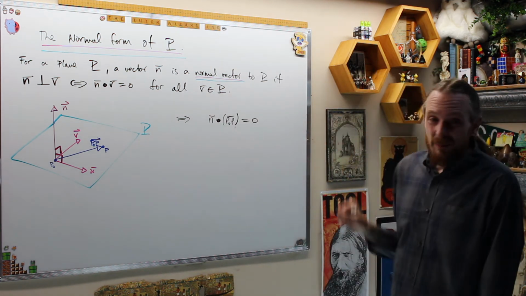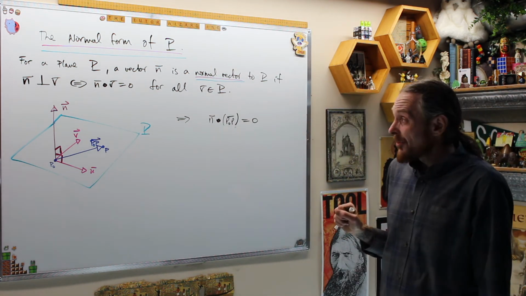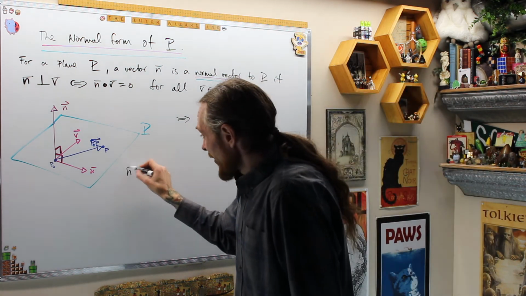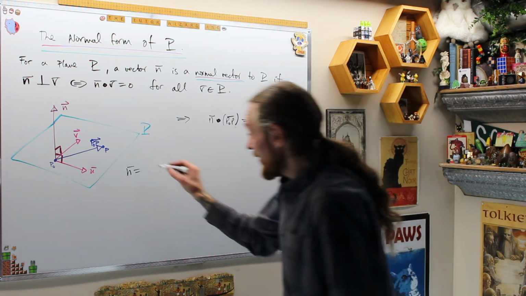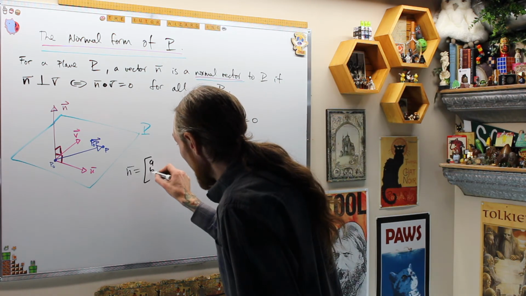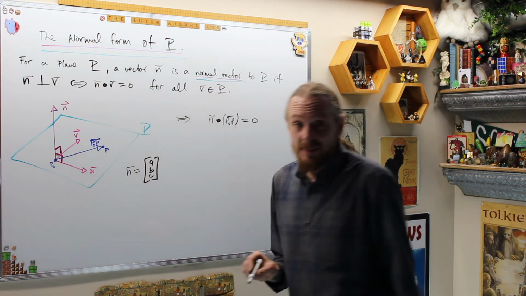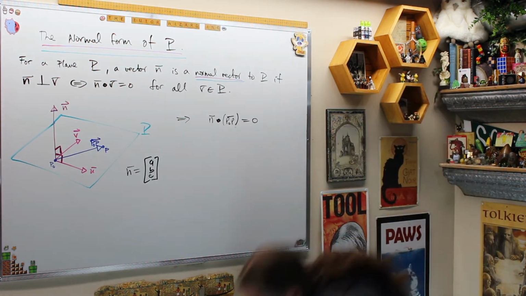And then depending on which coordinates we have, let's open that up a little bit. Classically, what we're going to do, unfortunately, is call n a, b, c, just like we called v for a line, where we're going to call n a, b, c in some ambient basis.